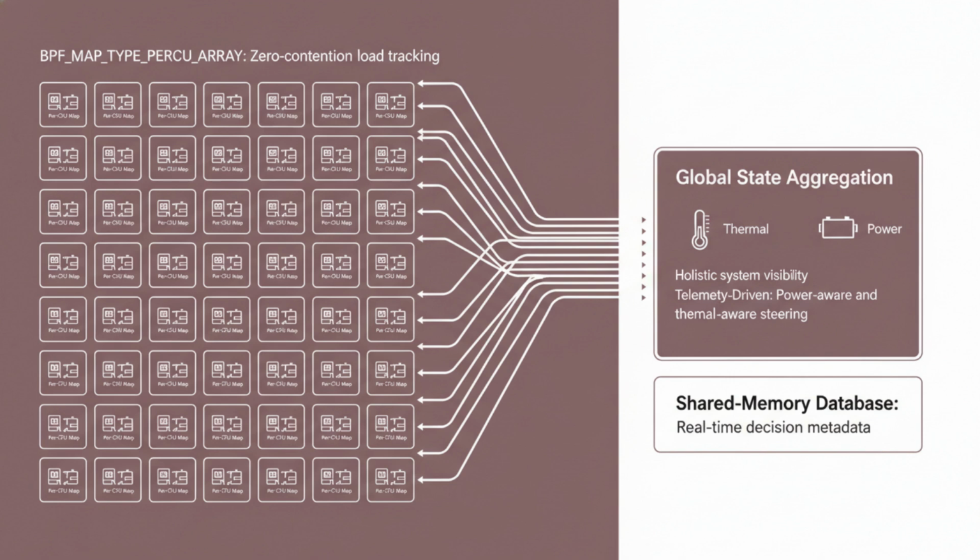For instance, if core 7 is running 15 degrees hotter than the rest, our custom DSQ manager can steer tasks away from its local DSQ. This level of granularity is impossible with standard schedulers. We are effectively using BPF maps as a high-speed, shared memory database that informs every scheduling decision the kernel makes.